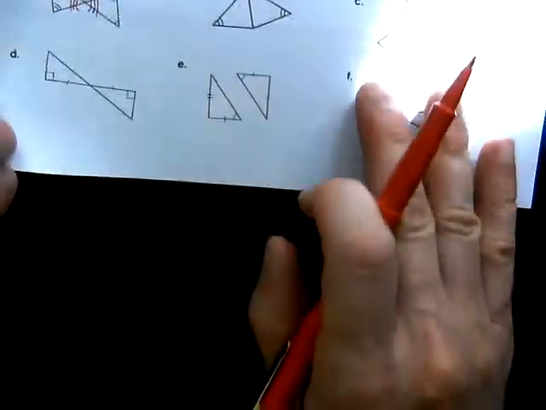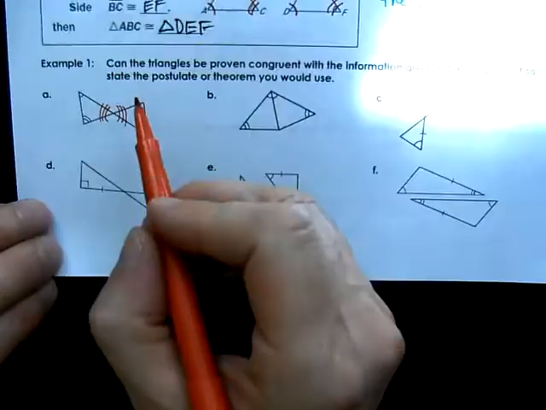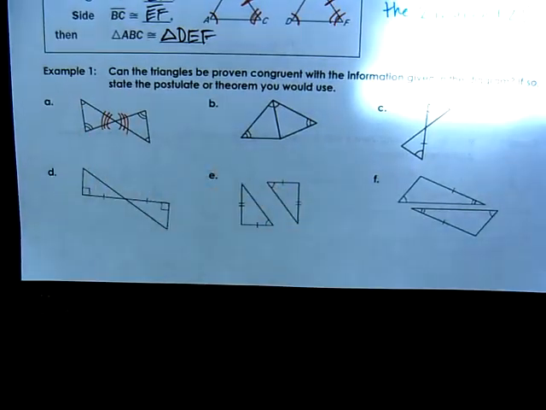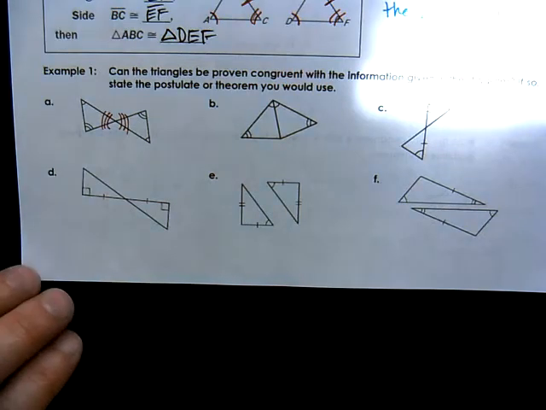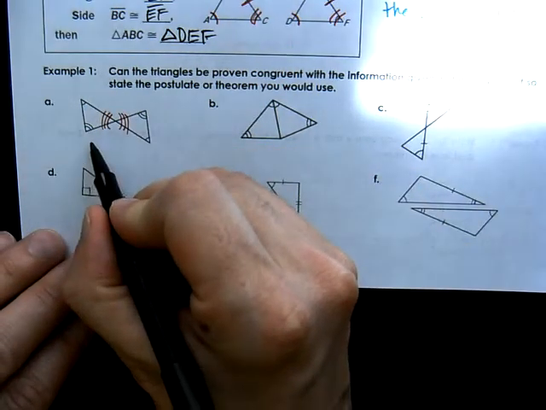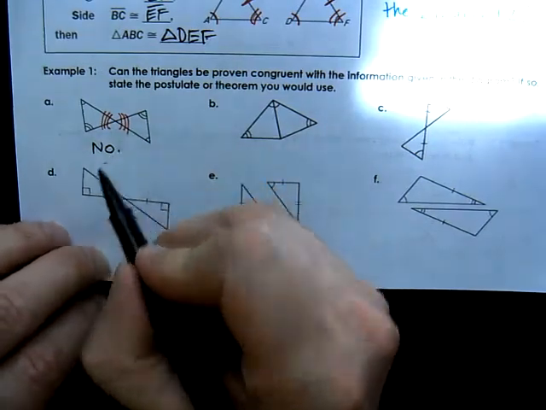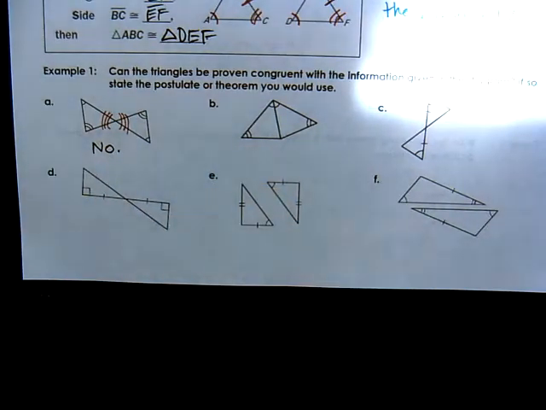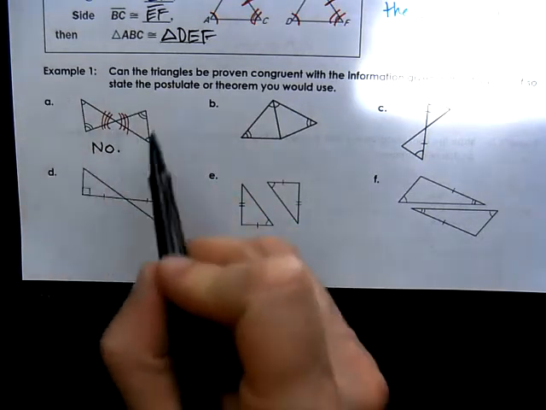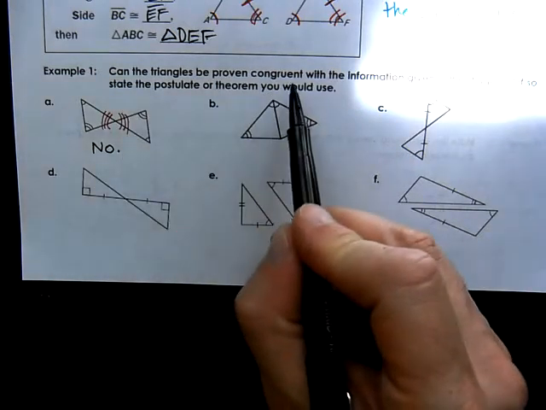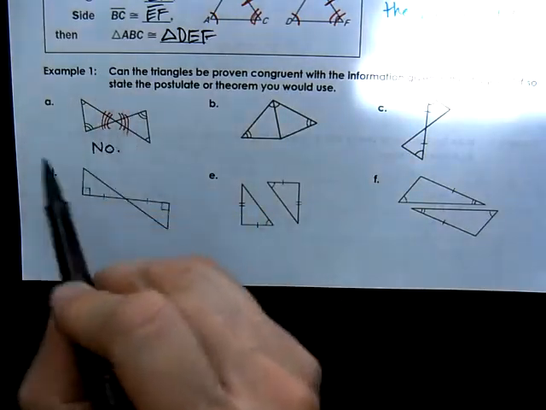And what we have here in this marking is an angle, angle, angle pattern. There's no such pattern as angle, angle, angle. I showed the other day, in the previous section notes, that if you use angle, angle, angle, you cannot always get the same two triangles. You'll get different triangles. So that's not a pattern to prove triangles are congruent. There is no pattern. So can the triangles be proven congruent? No, not in this case.